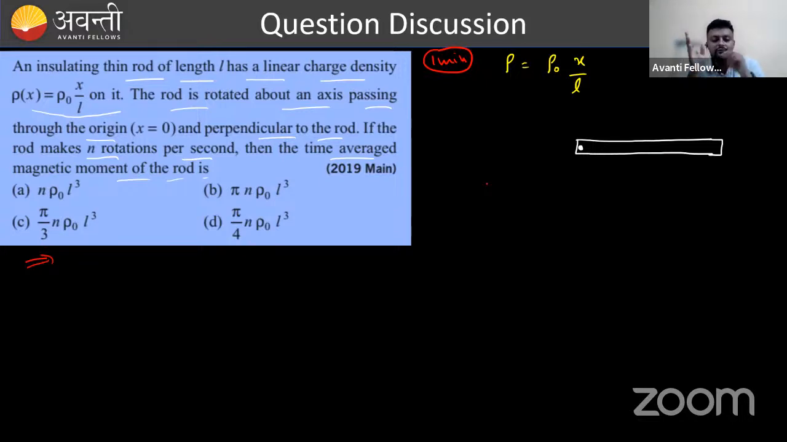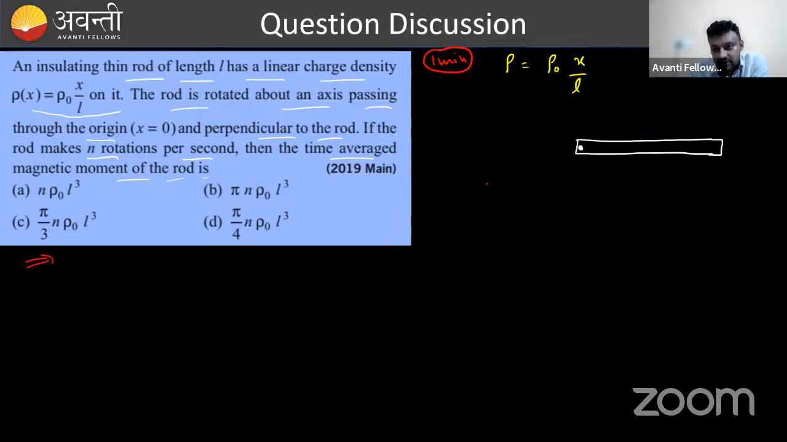Are you getting my point? The first thing is, if the rod is charged and if it rotates, then you can see that charge is also rotating. And if charge is rotating, it will create some current. So due to that current, there will be some magnetic moment. That magnetic moment I need to calculate. Now, charge density is not uniform, it varies with the distance. So what's my first task?